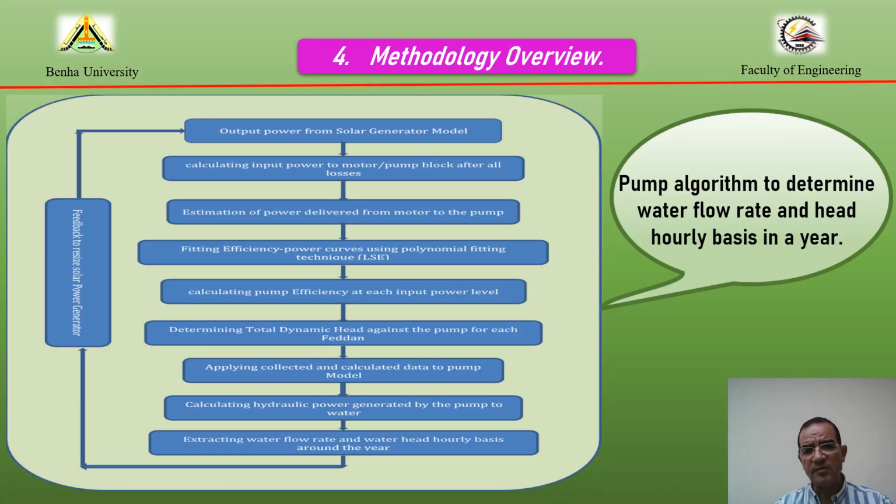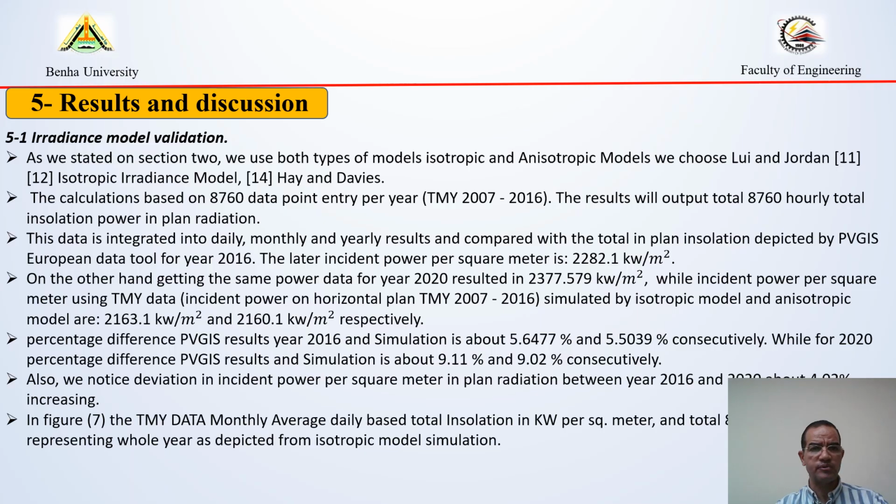And the second algorithm is the pump algorithm to determine water flow and head on hourly basis in a year. It uses the data simulated from the solar generator and then injected to the pump algorithm to determine the output.